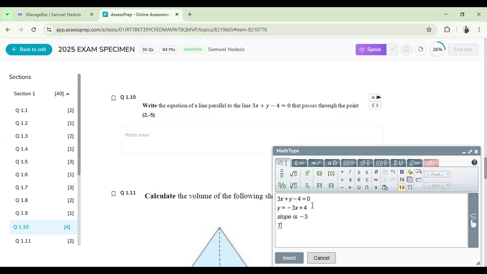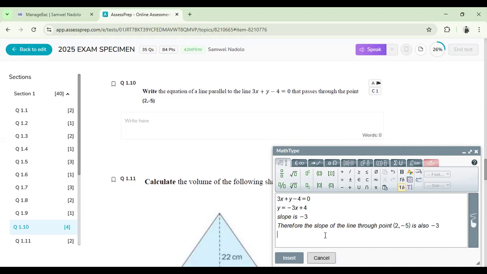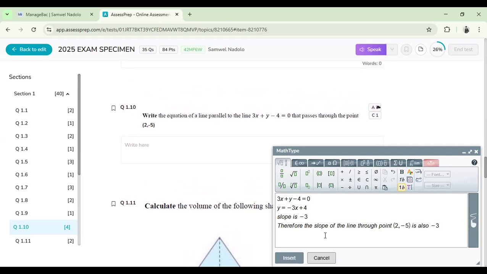Then, therefore, the slope of the line through point 2 minus 5 is also minus 3. So with that in mind, you have already scored a point there. 2 points actually for saying the slope is minus 3 and also for saying that therefore the slope will be minus 3. You'll not be penalized unless the state leave it in this form. But for me, I can choose the easier way.